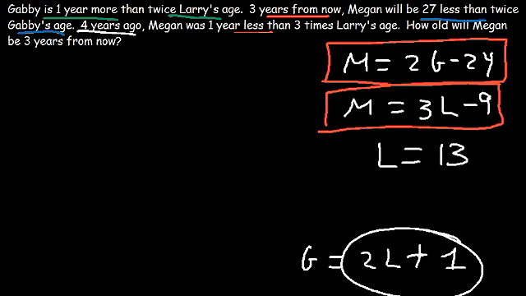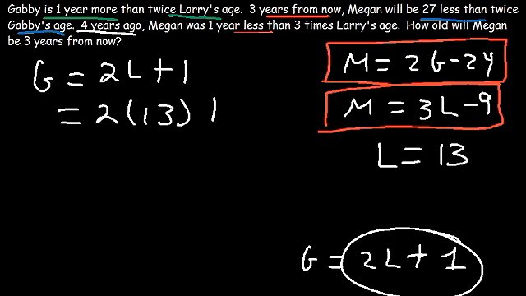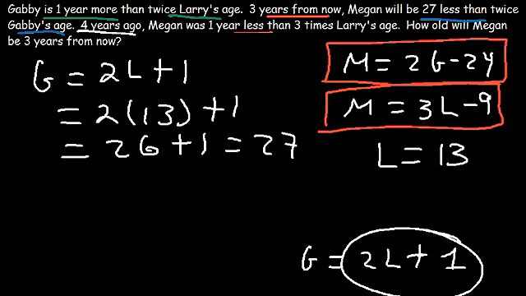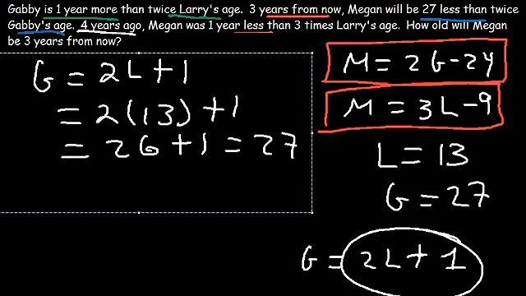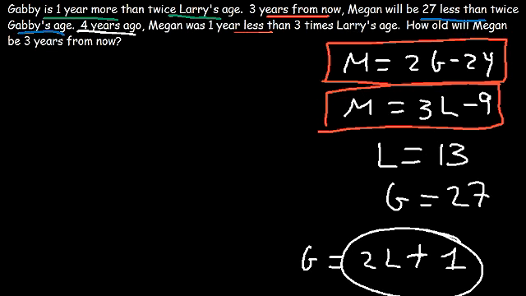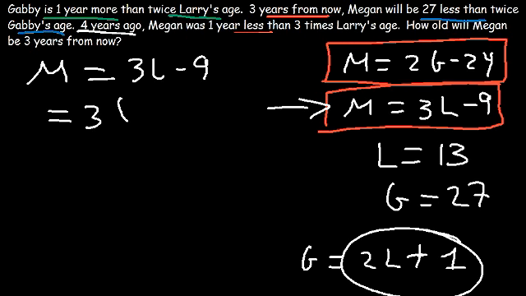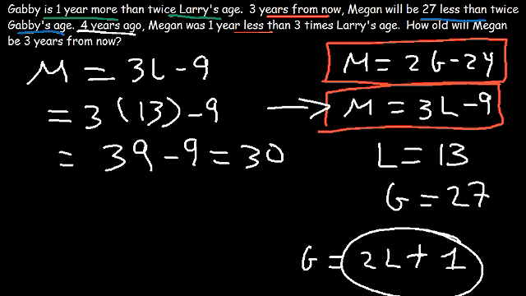So now that we have Larry's age, we could find Gabby's age. So Gabby is 2L plus 1. So that's 2 times 13 plus 1. 2 times 13 is 26, plus 1, that's 27. So Gabby is 27 years old at the present. So now let's find out how old Megan is. So Megan is, using this equation, 3L minus 9. So that's 3 times 13 minus 9. 3 times 13 is 39. 39 minus 9 is 30. So Megan is currently 30.